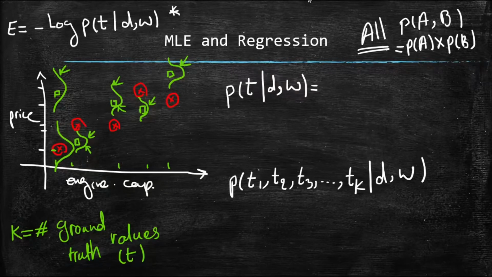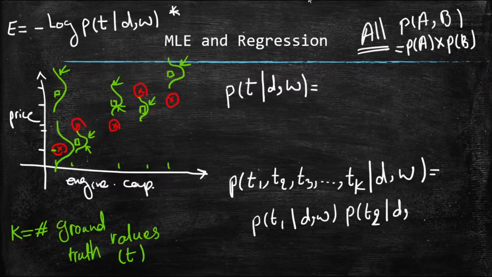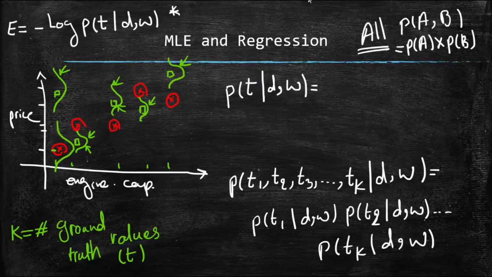So this is exactly equal to the probability of T1 given D and W, pay attention, multiplied by the probability of T2 given my inputs and my weights, all the way to the probability of Tk given my inputs and my weights, right? Because they're independent of each other. So basically I'm going to calculate the likelihood of each one of these ground truths and multiply all of them together, right?